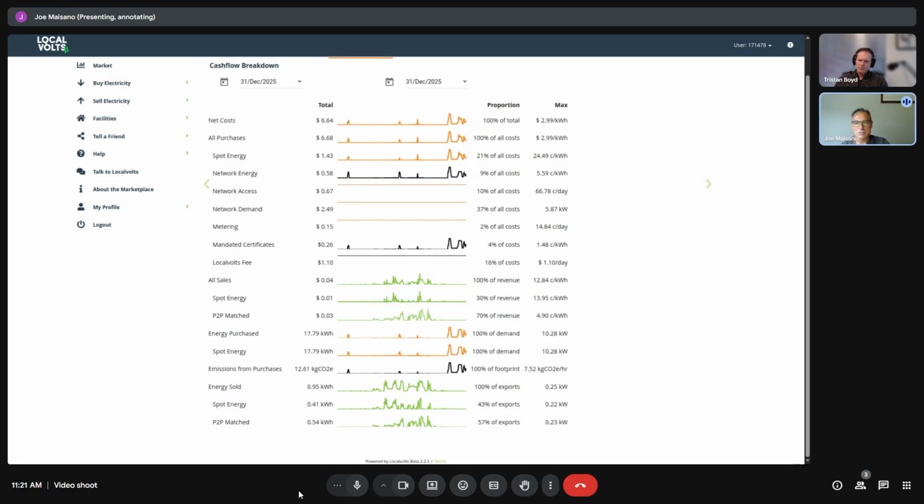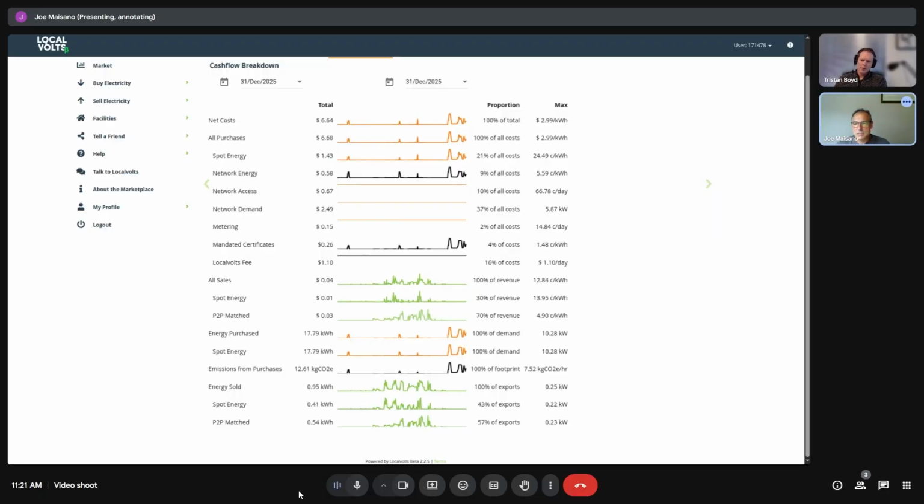So very small amounts. I noticed that you're not purchasing from the peer-to-peer market. Is that just your settings? I've chosen not to. I could potentially purchase instead of purely from the spot market. I could be purchasing that peer-to-peer.